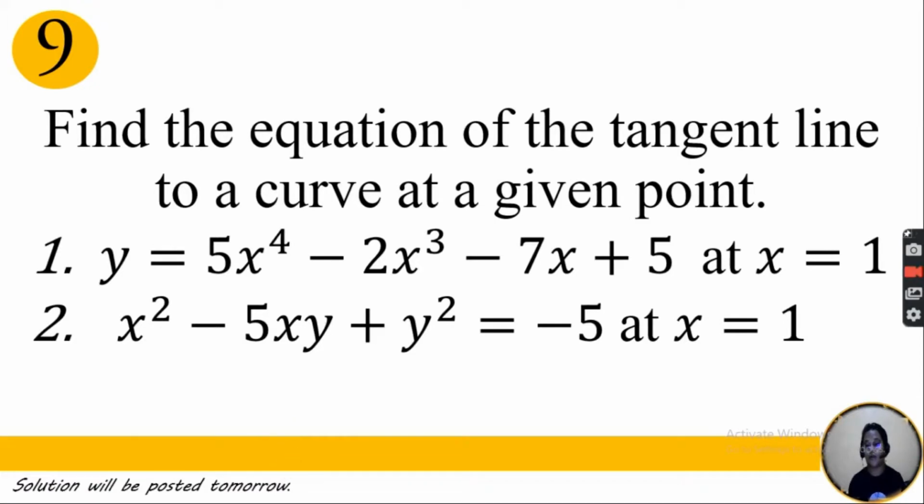And I hope po na matuto po kayo sa ipapakita naming solutions po sa problem number 9 po. And ang hanapin natin today is the equation of the tangent line to a curve at a given point. So let's try number 1. Y is equal to 5x to the fourth minus 2x to the third power minus 7x plus 5 at x is equal to 1. So, ito na po yung ating solution.